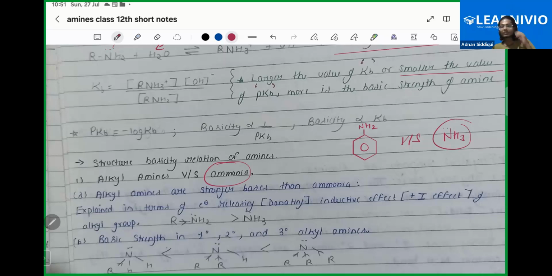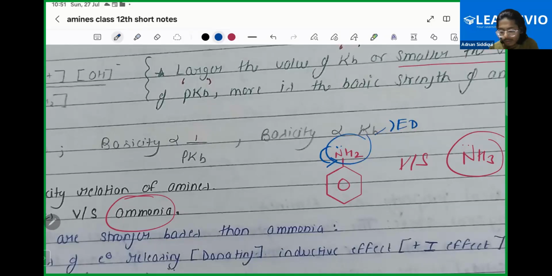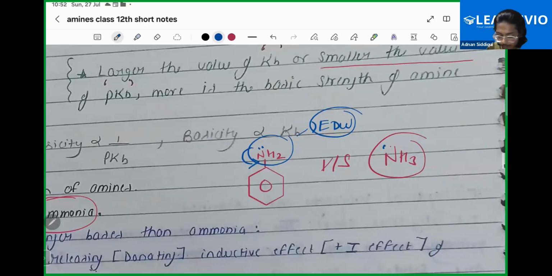Aromatic amine. Why? Because of plus I effect. How is it exhibiting plus I effect? Try to think about it carefully. This nitrogen's lone pair is participating in the ring. This is going to act as an electron donating group. So this lone pair is not available, this electron pair is not available. And here this electron pair is available.